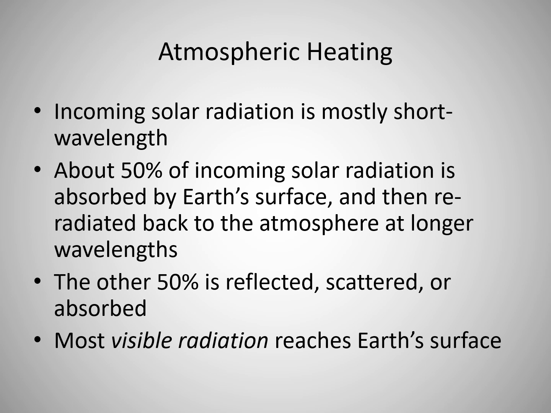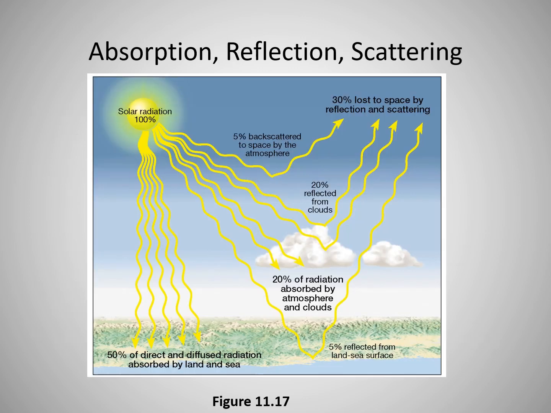We have plenty enough solar radiation. We don't need any more. So what happens to the other 50%? It's either reflected back to space, scattered into tiny particles, or absorbed by atmospheric gases. Now, white light, as in visible radiation, most of that reaches Earth's surface. Here's a nice little graphic just showing how we manage to lose 50% of that incoming solar radiation. If you want to, you can pause and take a look at this, but I'm going to move on.